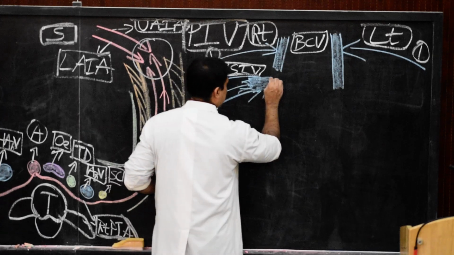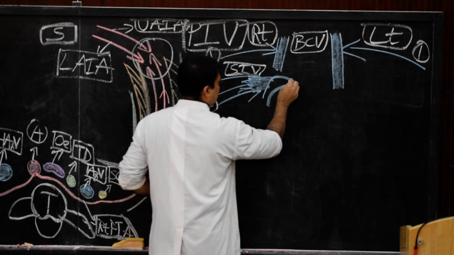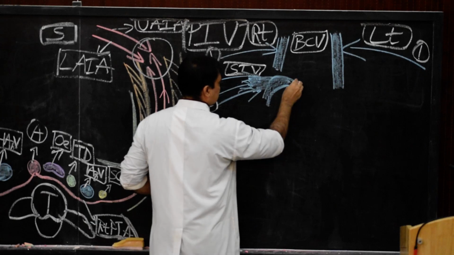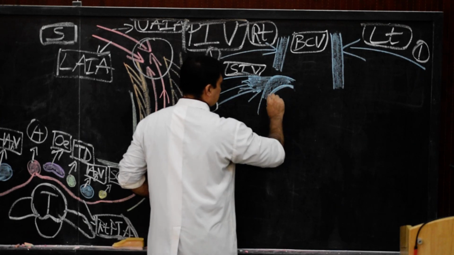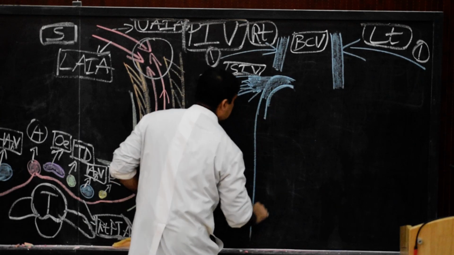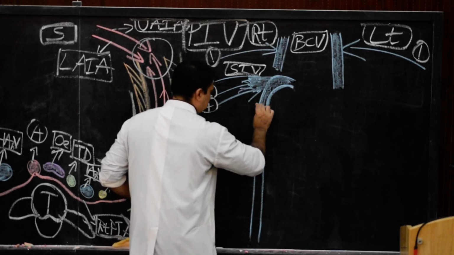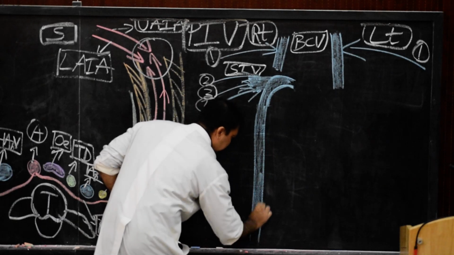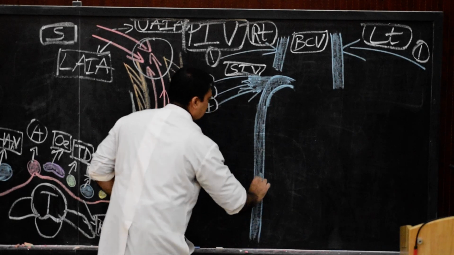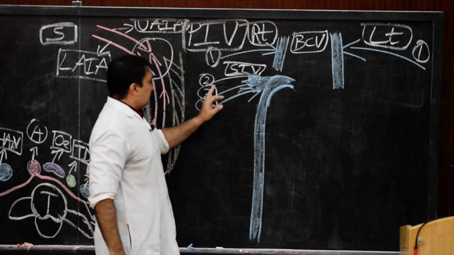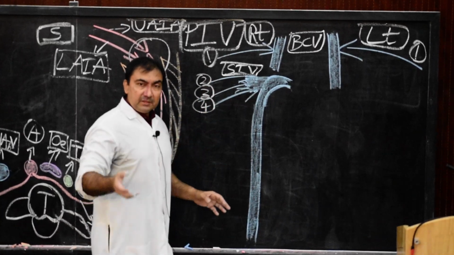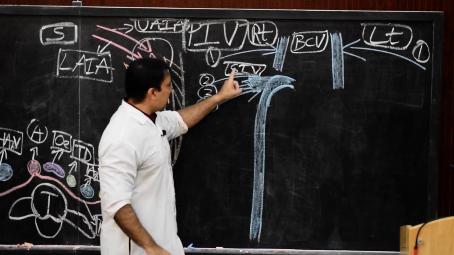So here I will simply show the arch of azygous vein. This is the azygous vein which I am showing on the right side, and here I complete the vertical part of the azygous vein also. Therefore, the right second, third and fourth posterior intercostal veins will join and form the right superior intercostal vein.